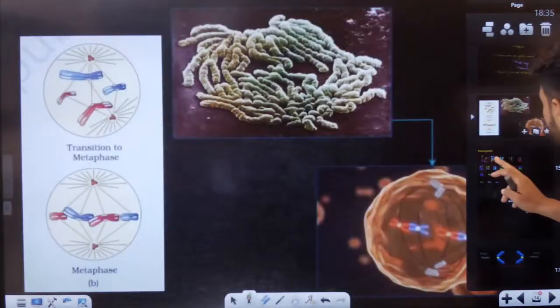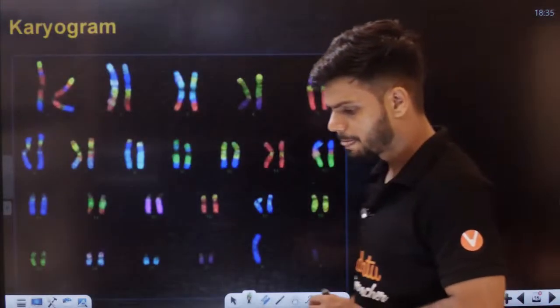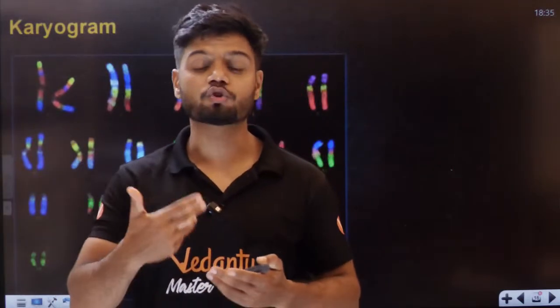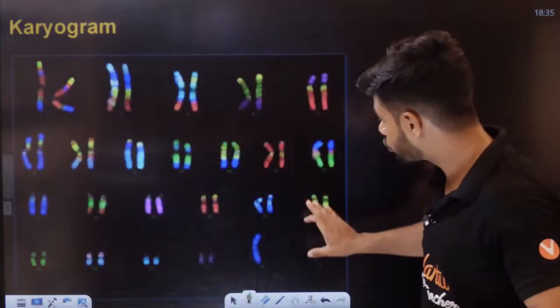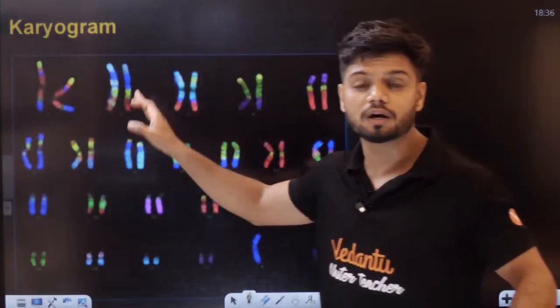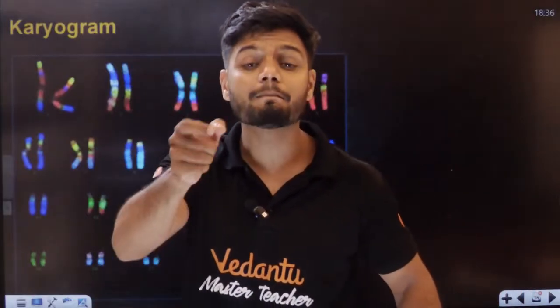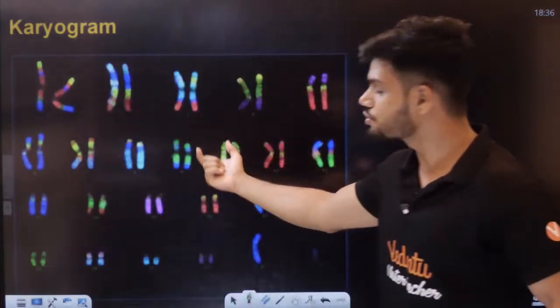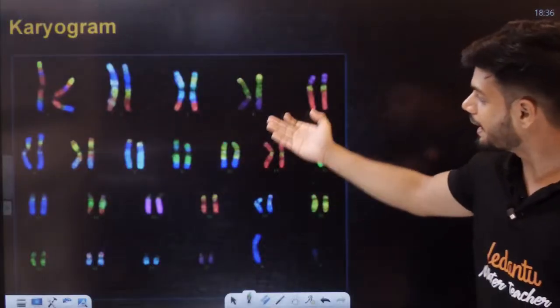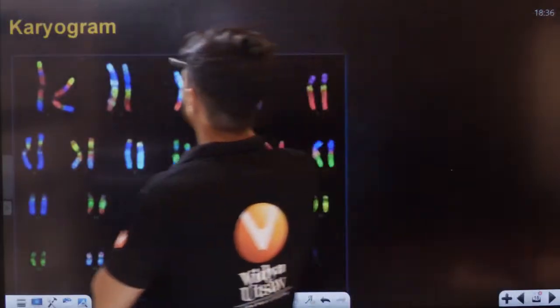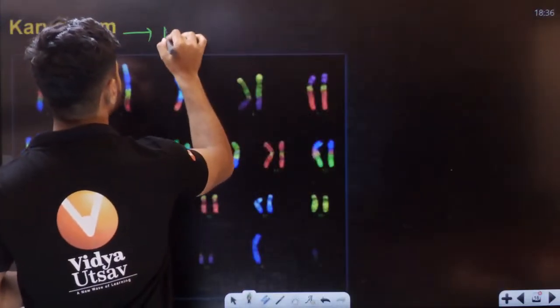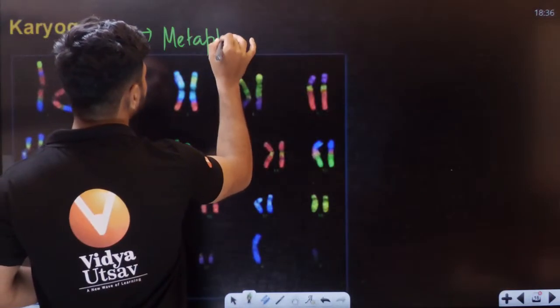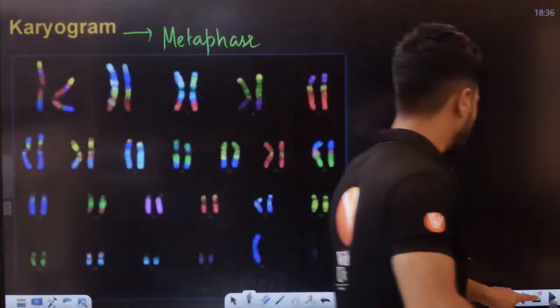Now, students, you can see here something called a karyogram. With the help of a karyogram, they find diseases and chromosomal aberrations, chromosomal changes. Every single chromosome in a karyogram is present at metaphase actually, because morphology is clearly visible right now. So a karyogram is used to find chromosomal abnormalities, and it is best studied in metaphase, students.